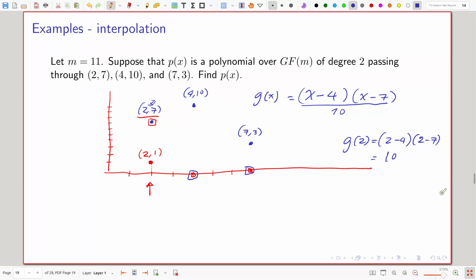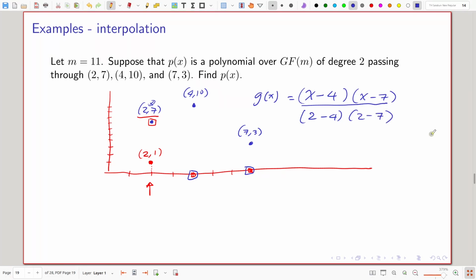Right? I divide the whole thing by 10. So I get 1. Okay? But what exactly is 10? So 10 is this. So let me put it in there. 10 is 2 minus 4 and 2 minus 7.